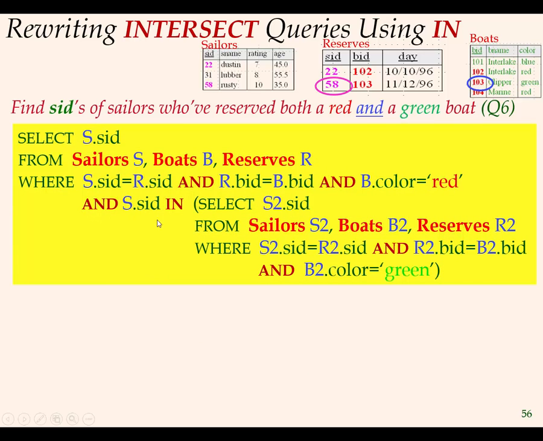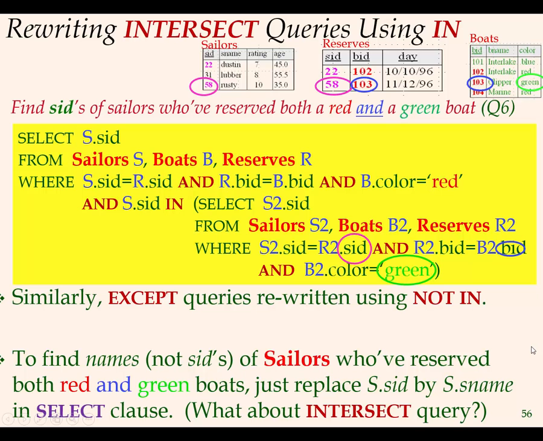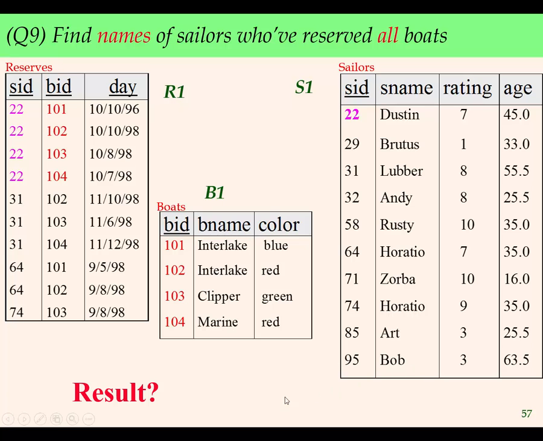So SID IN, so you actually compute the set of the greens, and the SID has to be in the green. So this is using the AND IN operator. But again, these are two different sets. You can actually use EXCEPT or NOT IN. So again, you can see that this is really a very powerful language.